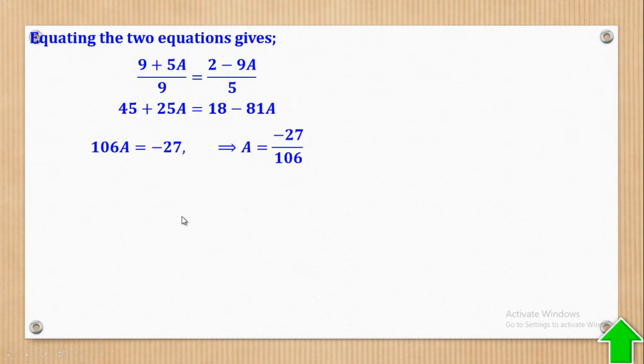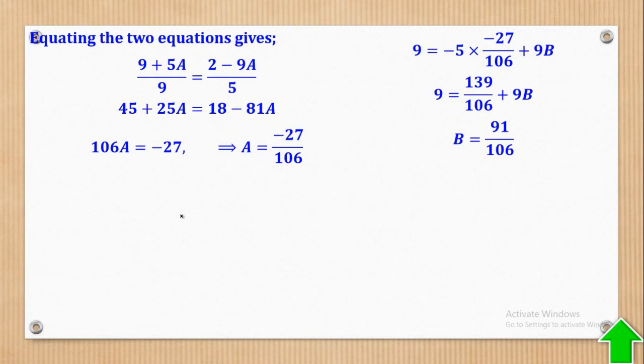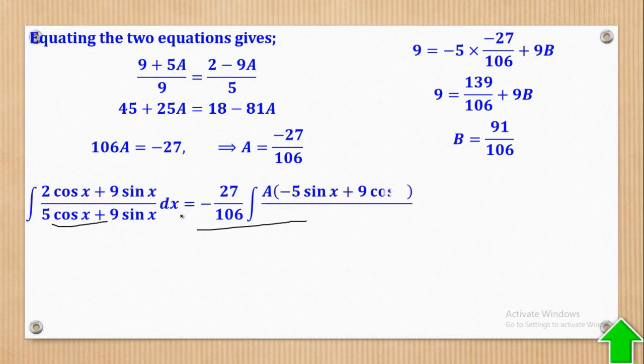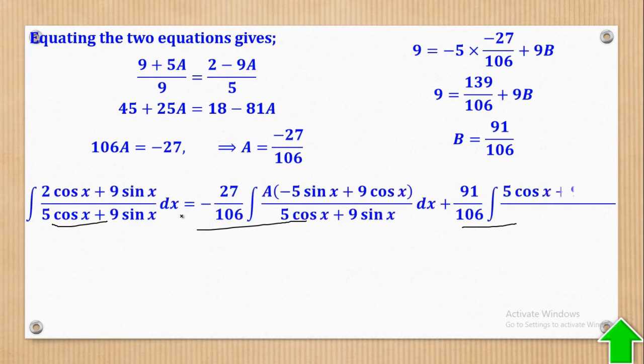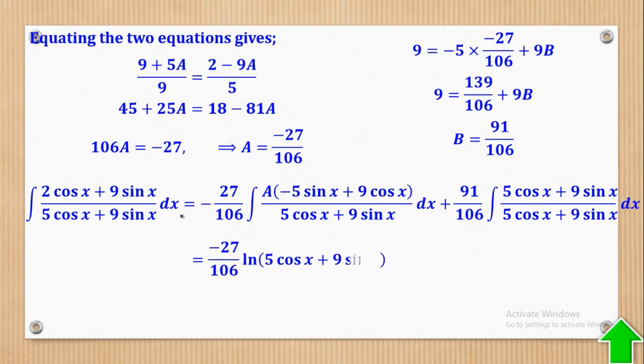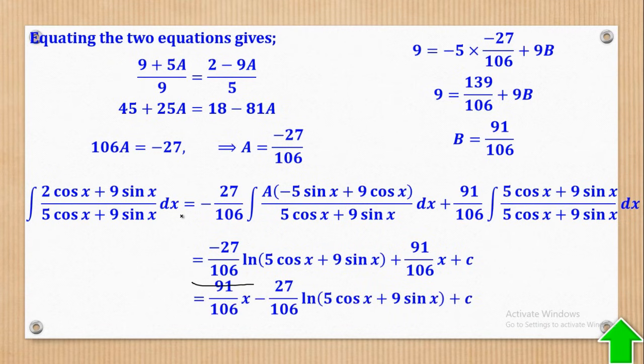Therefore, the value of a will be negative 27 over 106. And the value of b will be 91 over 106. Therefore, this integral is the same as this plus this. And still the same procedure. This is natural log, and this one you just add x because this and this cancel. You can either choose to stop here or you can rearrange.